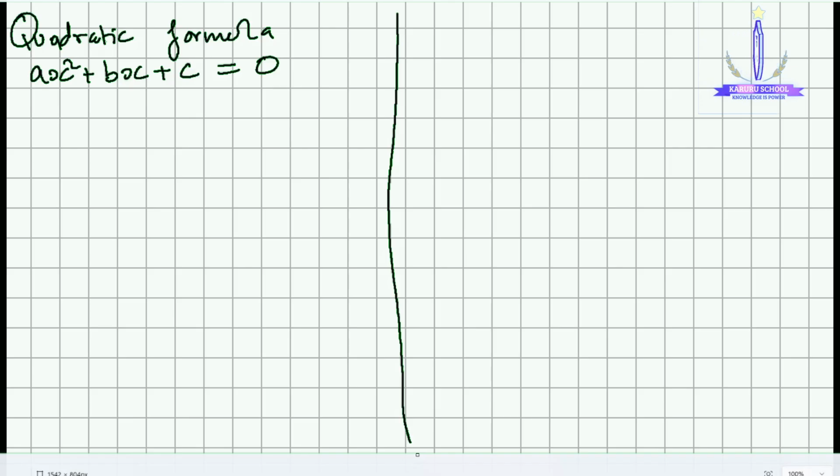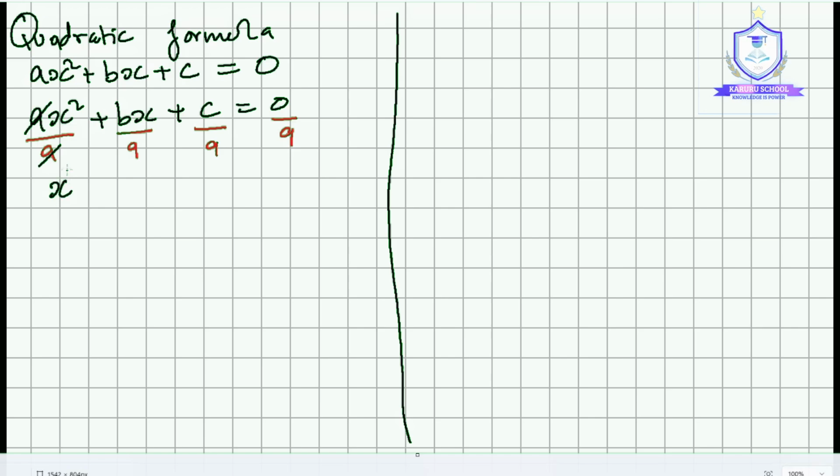The first step, so we'll have ax squared plus bx plus c equals 0. Divide throughout by a. So divide here by a, divide here by a, divide here by a, and even the zero, 0 divided by a will be 0. What this does is you cancel that and you have the equation with the coefficient of x squared being 1. So you have x squared plus b over a x plus c over a equals 0.